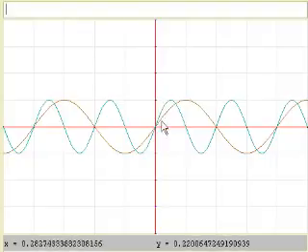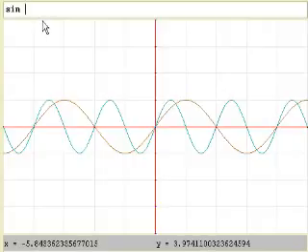Sine of x takes 2 pi radians to complete one cycle, while sine of 2x only takes pi radians to complete one cycle. So it actually completes it twice as fast. And I want you to sit and think about why sine of 2x has half the period of sine of x. And you could probably guess what happens if I type in sine of 3x.